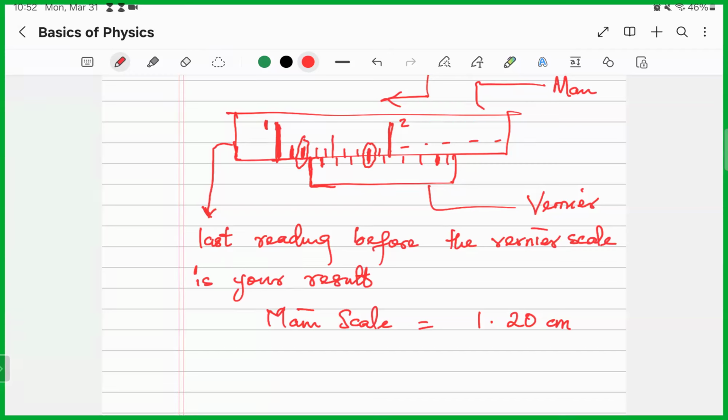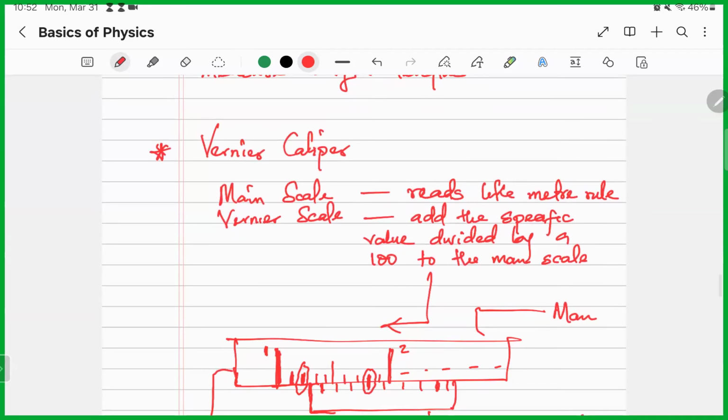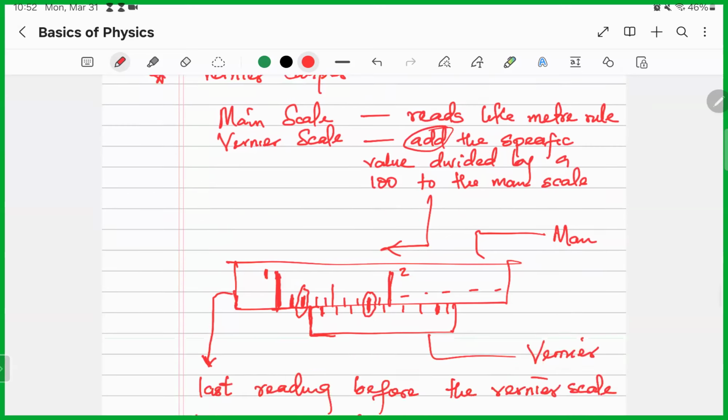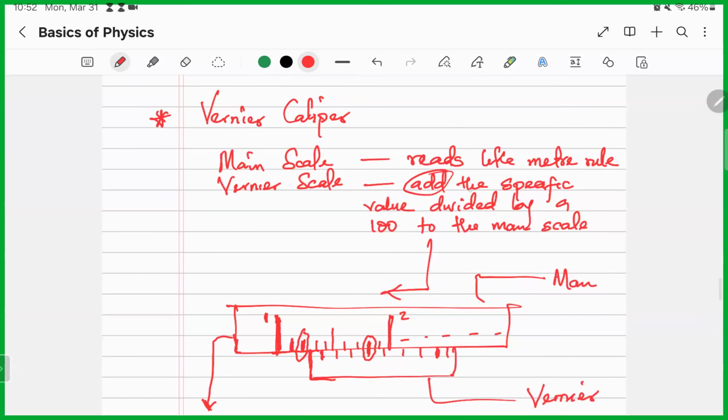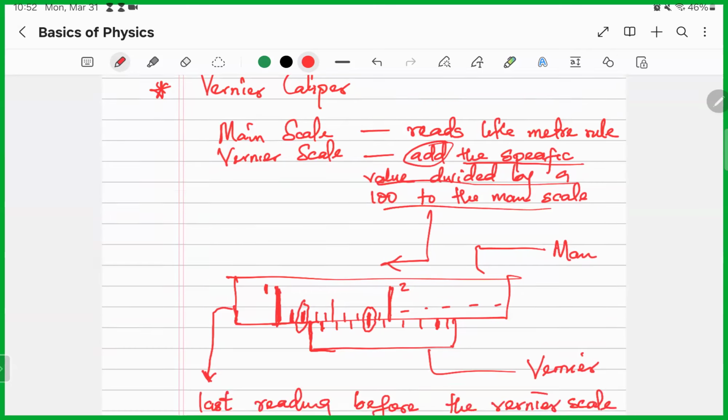Now, in order to read the vernier scale, I said something which I wrote here. When I said add, I mean we are about to add in order to get the total. So that's what I meant by add. But look at the other part of the statement: the specific value divided by 100. So let's go to that.